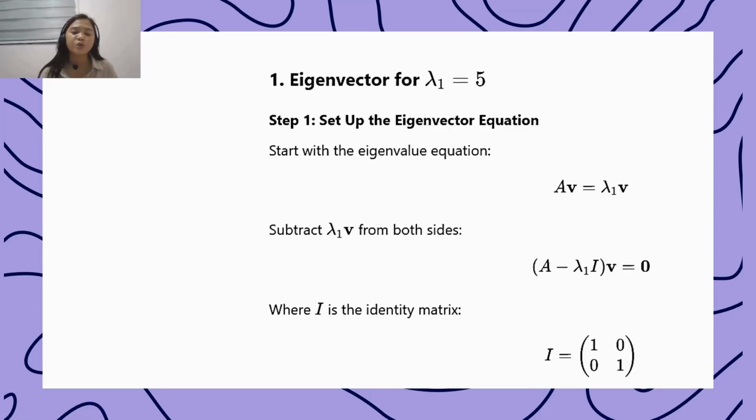For our eigenvectors, we will use our eigenvalues, which are 5 and 2. So we will set up the eigenvector equation. We start with the eigenvalue equation, which is A times v equals lambda sub 1 times v. So we will subtract lambda sub 1 times v from both sides. So that is our square matrix minus lambda sub 1 times the identity matrix, times v equals 0, where our identity matrix is 1, 0, 0, and 1.